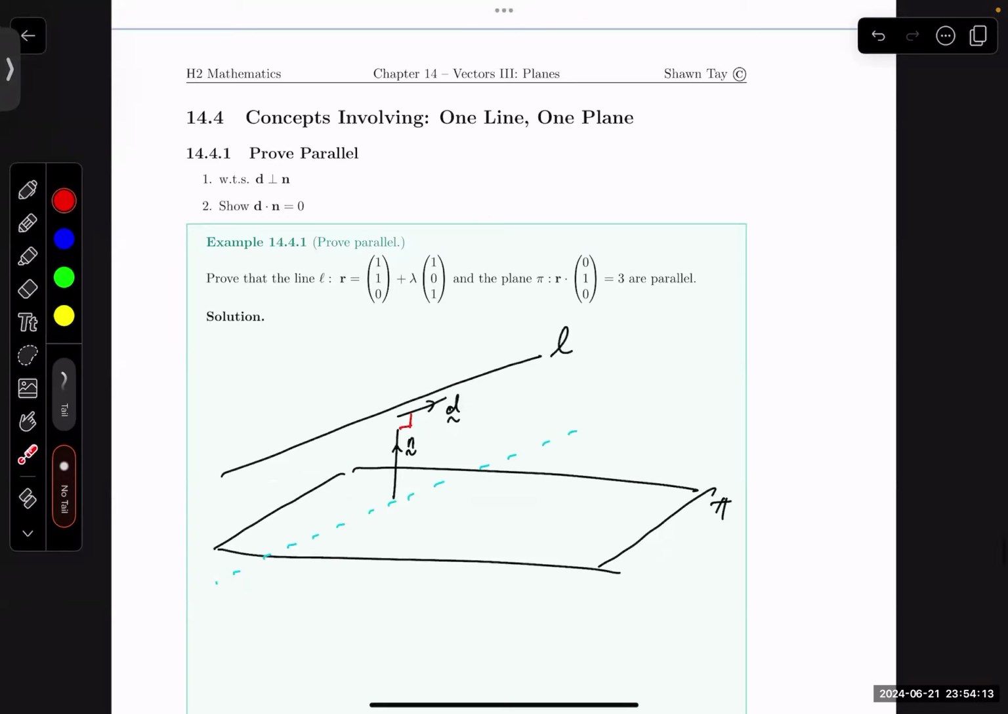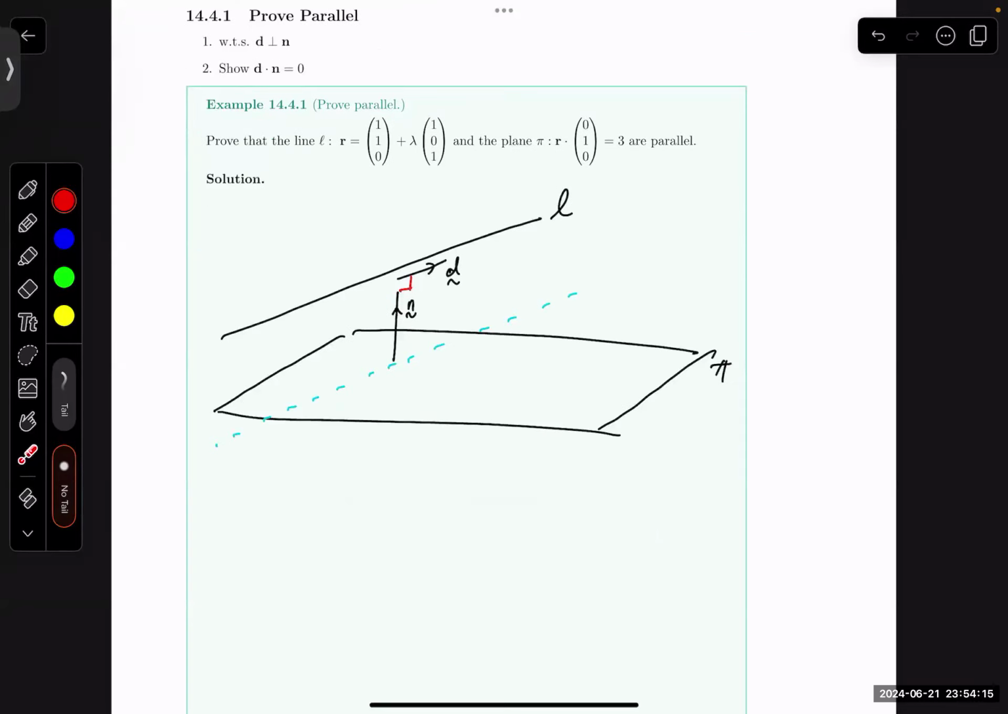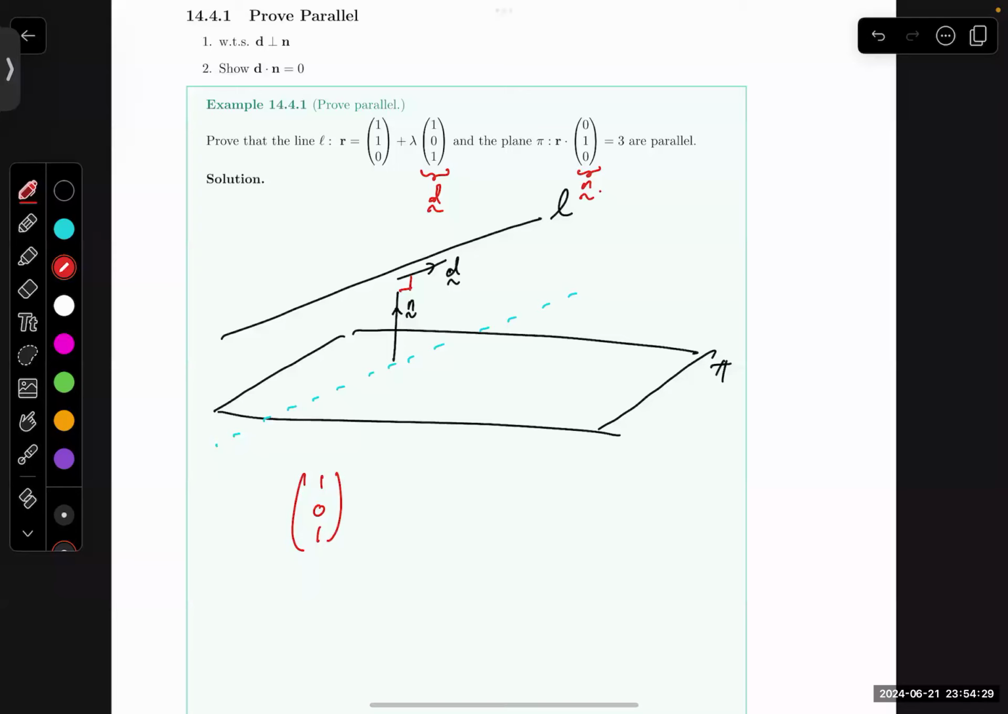Okay. So how to show this? Let's say I have these two. Let's just note it down. This is the direction vector. This is the normal vector. So I just take the direction vector. I want to show it's perpendicular, right?